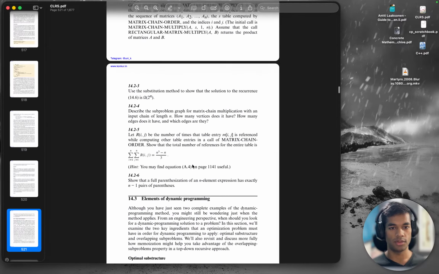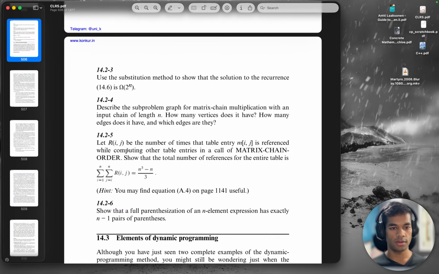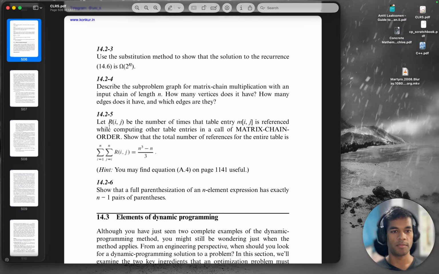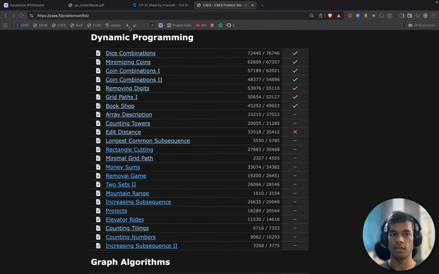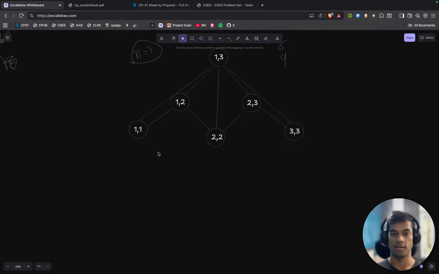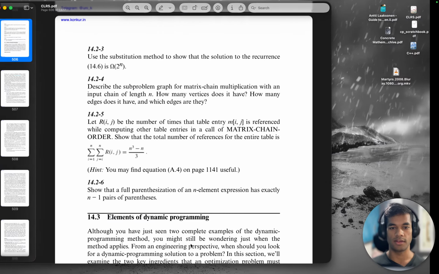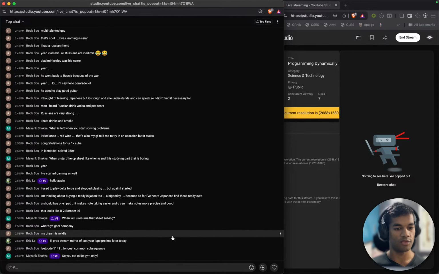And getting back to the questions, we did this one, now this one. Okay, there is a hint. Let Rij be the number of times that table entry Mij is referenced while computing other table entries in a call of Matrix-Chain-Order. Show that the total number of references for the entire table is (n cubed minus n) over 3. That is a good question actually. Better than drawing a B2 Spirit. That is actually nice.